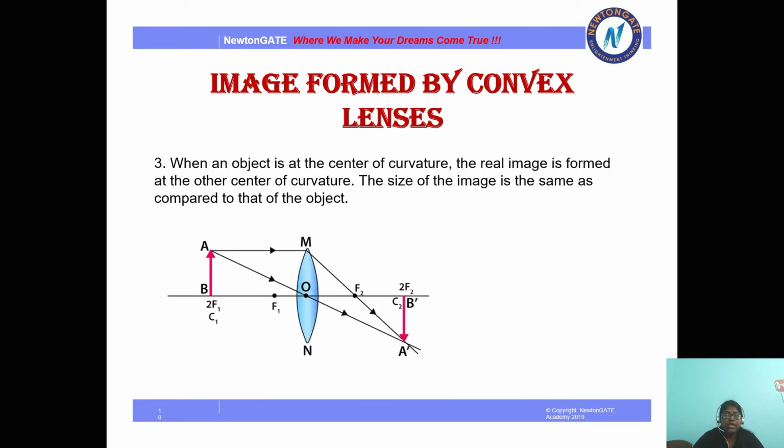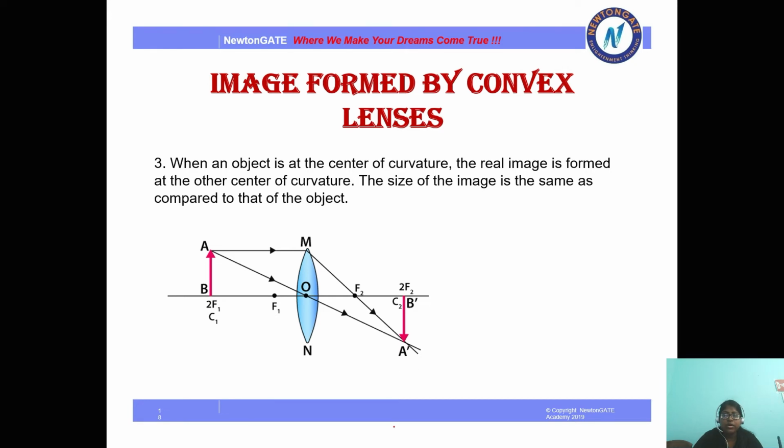The third point is when I am keeping the object at C1. If I am keeping the object at C1 and following the same rule, a few of the rays will be passing parallel to the principal axis and go through the focus and meet at some point, and another ray will be passing through the optical center and, without getting refracted, will pass through it directly. I can see that the image will be forming at C2, directly at C2. If your object is at C1, the image that is formed is at C2.